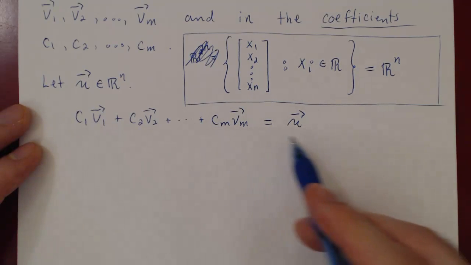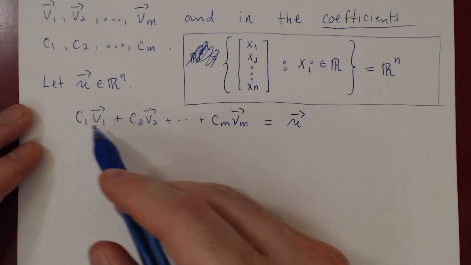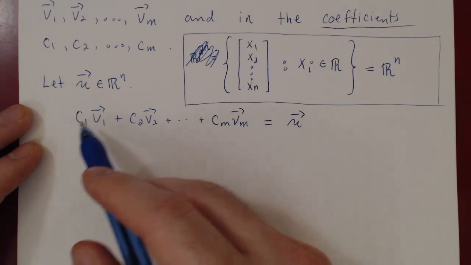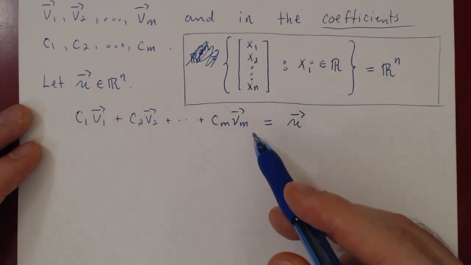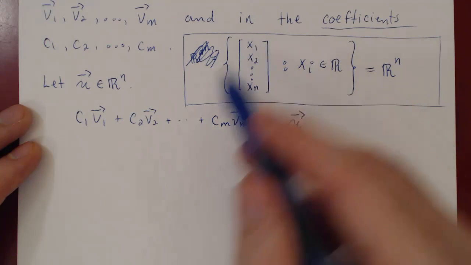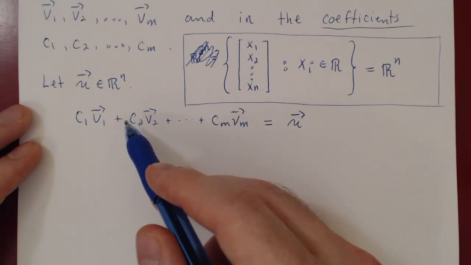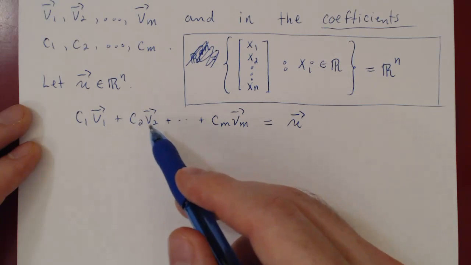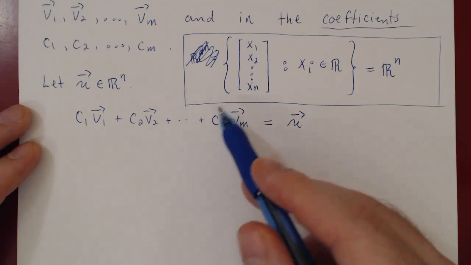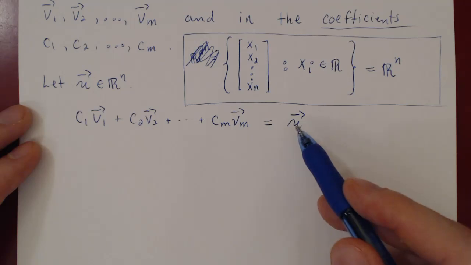So now think of this equation. Now think of combining the sum of these m vectors into a single vector, and think of the first entry of the vector. You would have c1 times the first entry of v1 plus c2 times the first entry of v2, up to plus cm times the first entry of vm, equals the first entry of u.